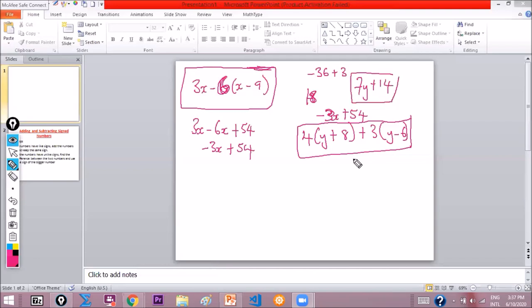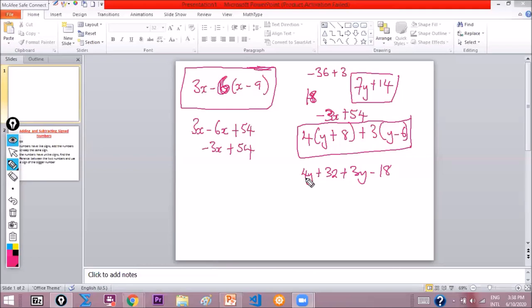Okay, let's do this together. To simplify this expression, we have to open the bracket. So here we have 4 times y, that's 4y. The sign here is positive, right? So positive 4 times a positive 8 will give us a positive 32. Then positive 3 times y gives plus 3y. Then positive 3 times a negative 6 will give us a negative 18.